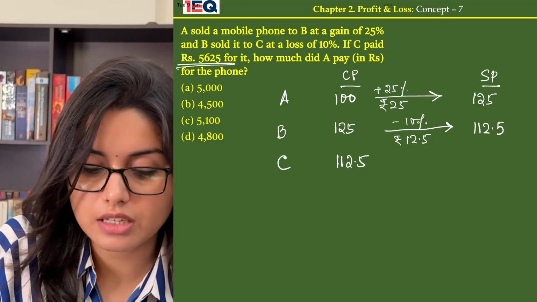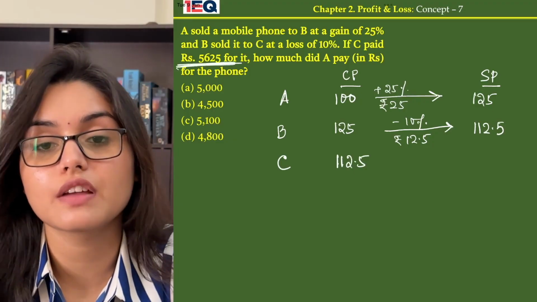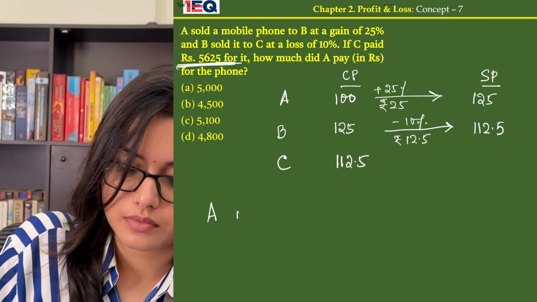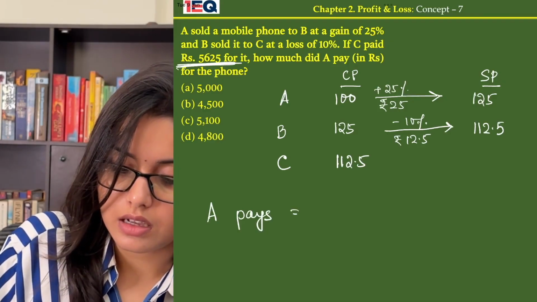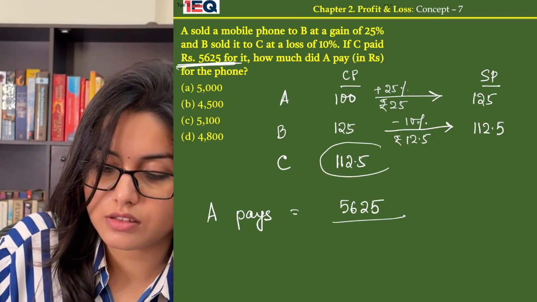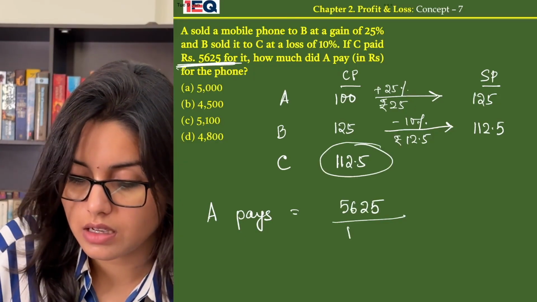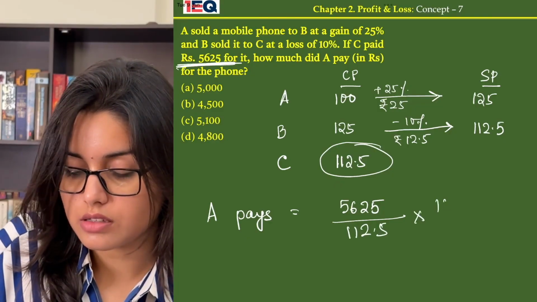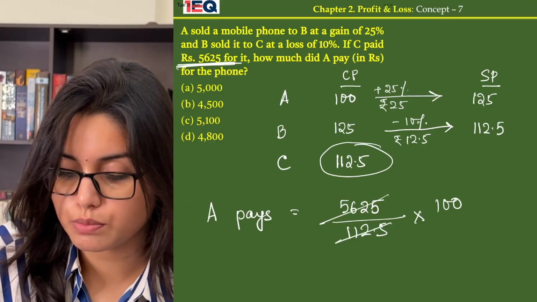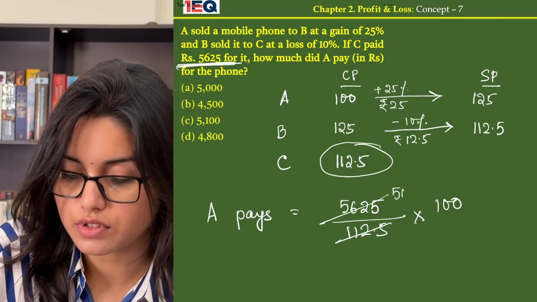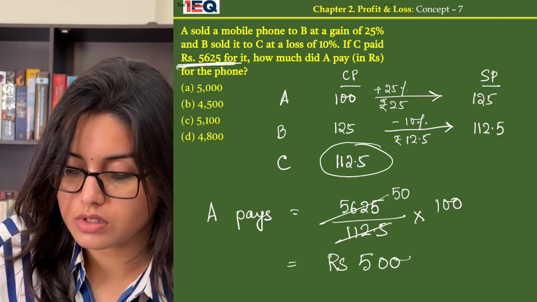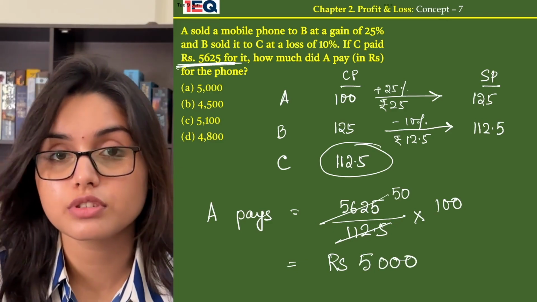Now, the question has already mentioned that C pays rupees 5,625 for the phone. So, how much will A pay? A pays 5,625 divided by our assumed cost price that C pays, into our assumed cost price that A pays. So, 112.5 into 50, which comes down to rupees 5,000. So our answer is option A.